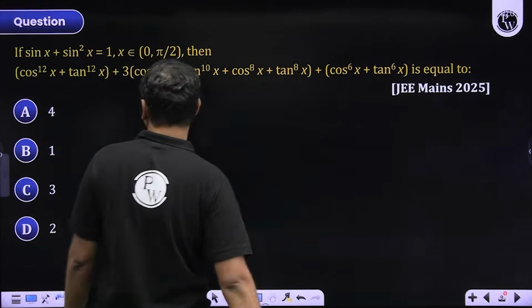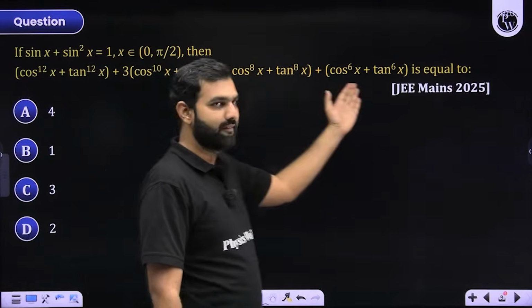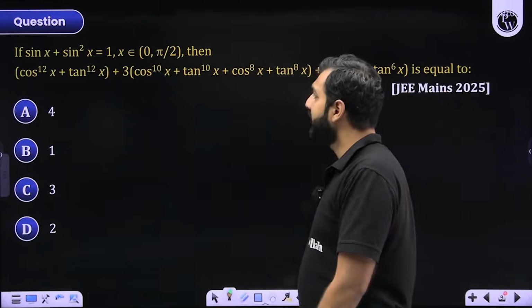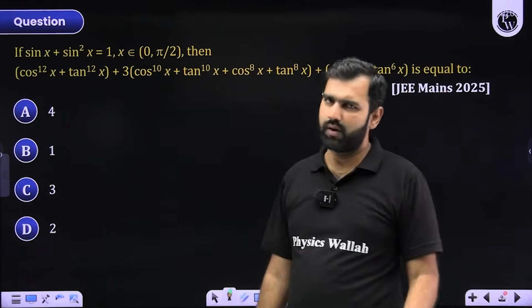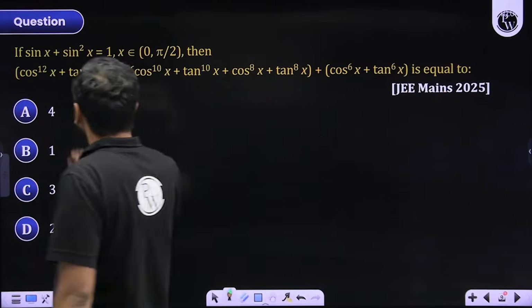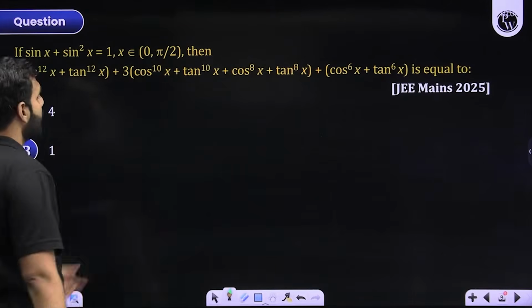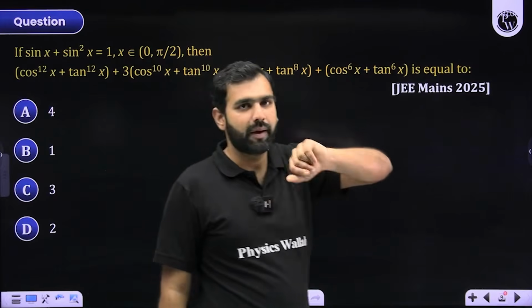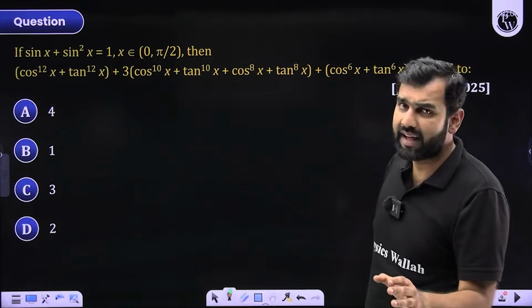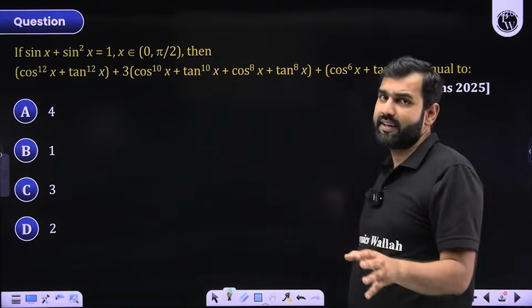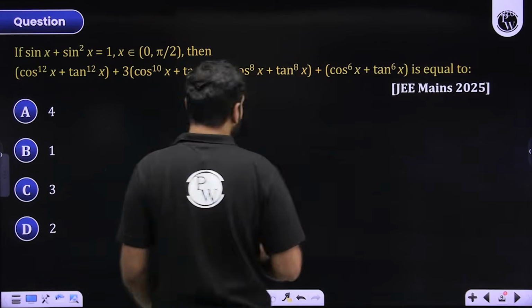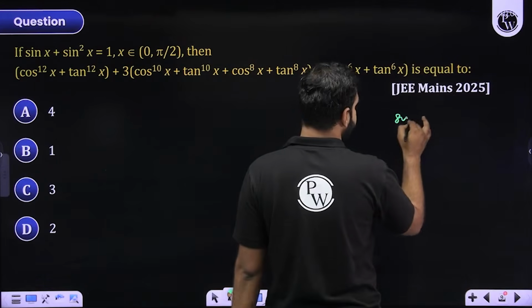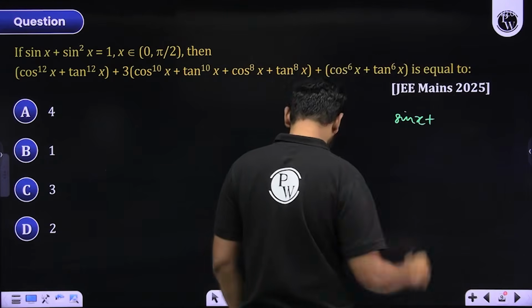So the question says that this is what we need to figure out, the values we need to figure out, and it is giving you a numerical value. All right, that's fine. And here, this is something we are given that for x between 0 to pi by 2, which means the angle lies in the first quadrant, sine x plus sine square x is equal to 1. What I am given is that sine x plus sine square x is equal to 1.